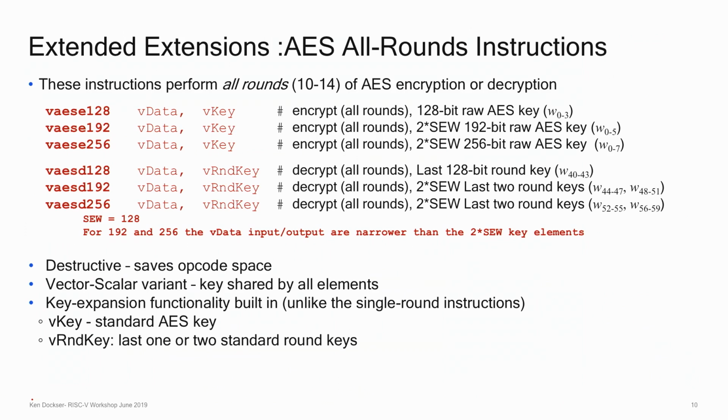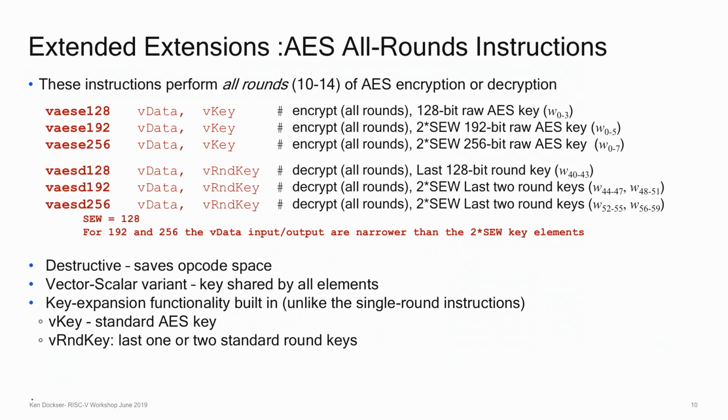ciphertext. For the decrypt, you input the ciphertext and the last 2 round keys. Internally, it generates all of the round keys and gives you the plain text back. Just like the individual round instructions, these are destructive. There's the vector-scalar variant, so you can use the same key for all elements. The key expansion functionality is built in here.